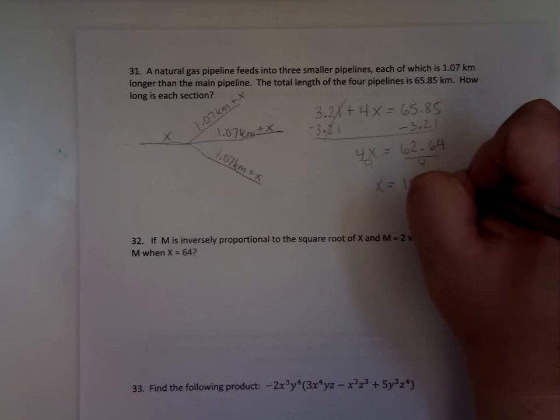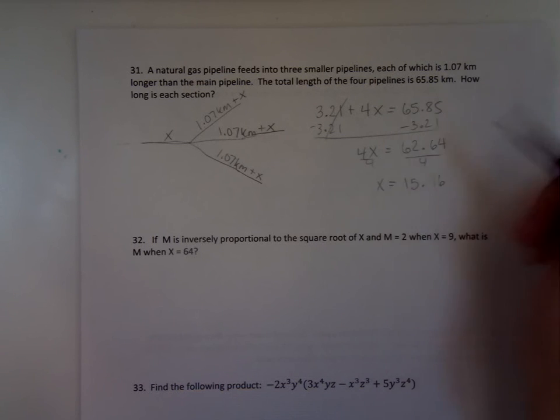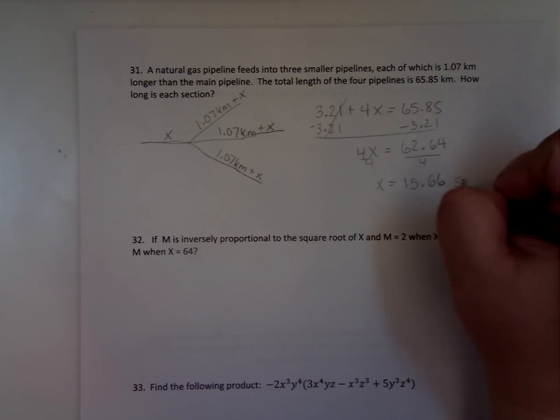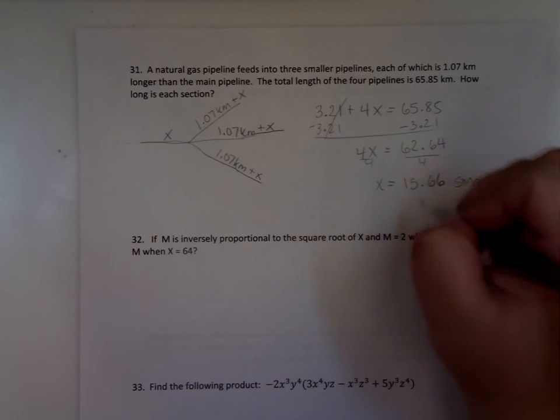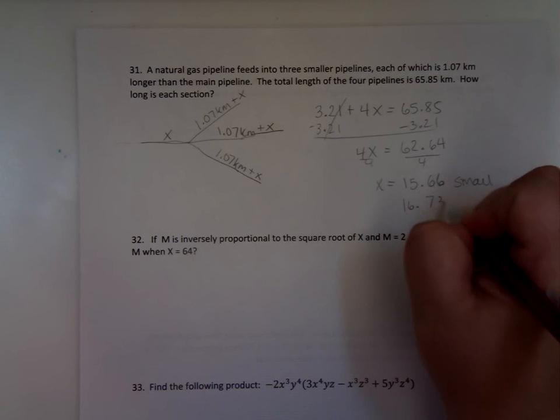I think 15.46. I tried to do that in my head, but that's not always the best thing to do. So I recommend using a calculator just so that you don't get things wrong. Yeah, see? Shouldn't have done it in my head. 15.66. There we go. So how long is each section? 15.66 is the small bit, and then if we add another 1.07 to it, that's 16.73 is the longer bit.